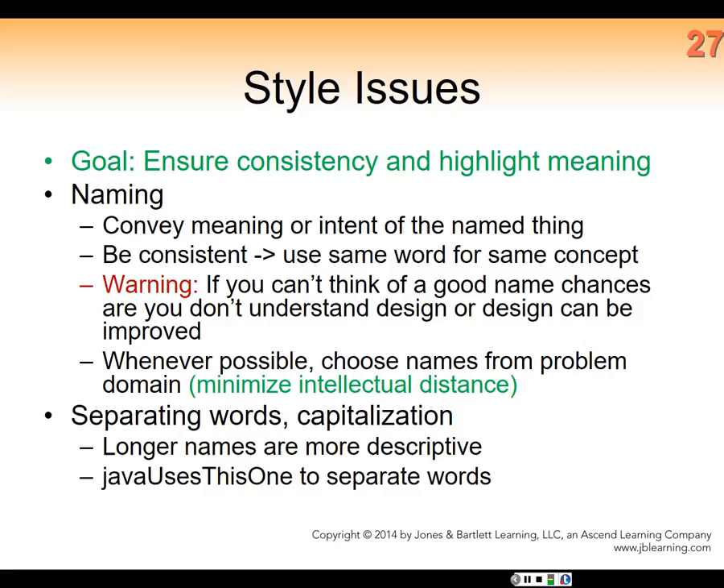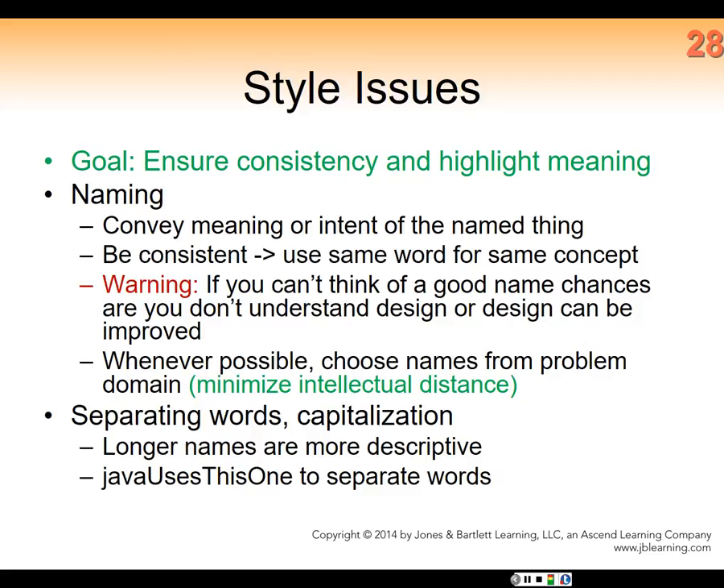And there's an interesting warning here. If you can't think of a good name, chances are you don't understand the design, or, I'm going to back that up, you don't understand the problem either, or the design can be improved. Typically, if you can't name something, or you have to come up with a real abstract name for it, like writing implement, that might mean that someone hasn't taken the time to figure out, are the writing implements we're talking about more like pens or pencils or pieces of chalk or paint brushes? Someone needs to study that more to be more specific.